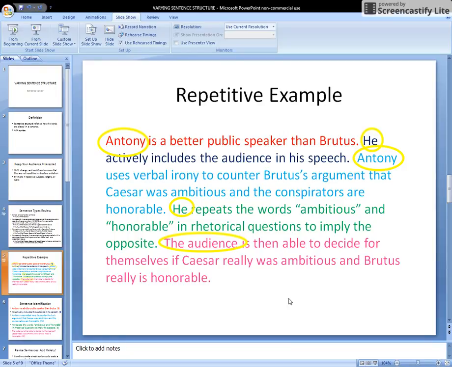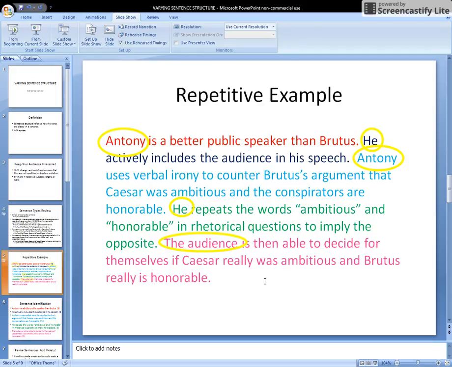Antony is better public speaker than Brutus. He actively includes the audience in his speech. Sounds very choppy. Antony uses verbal irony to counter Brutus's argument that Caesar was ambitious and the conspirators are honorable. He repeats the words ambitious and honorable in rhetorical questions to imply the opposite. The audience is then able to decide for themselves if Caesar really was ambitious and Brutus really is honorable. You can see that a lot of the sentences are of similar length too. So we have a lot of monotony happening in this paragraph.